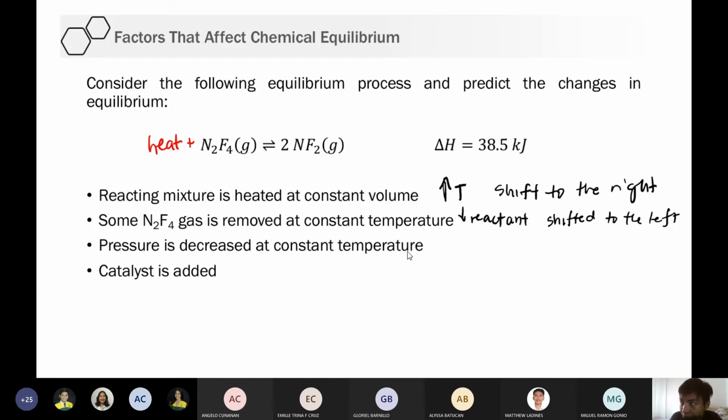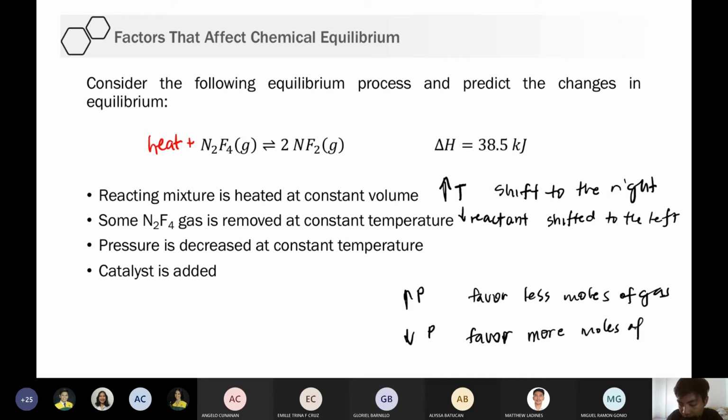Next one, pressure is decreased at a constant temperature. Ito yung sinabi ko kanina about sa pressure. Di ba sabi natin, increased pressure means it will favor less moles of gas. Decrease in pressure, it will favor more moles of gas. Okay, so increased pressure favors less moles, decrease in pressure favors more moles.